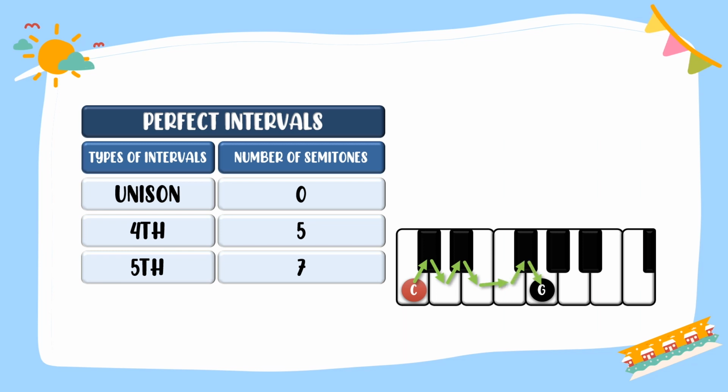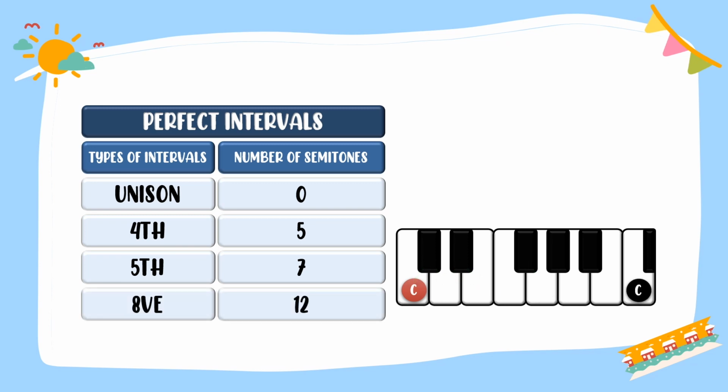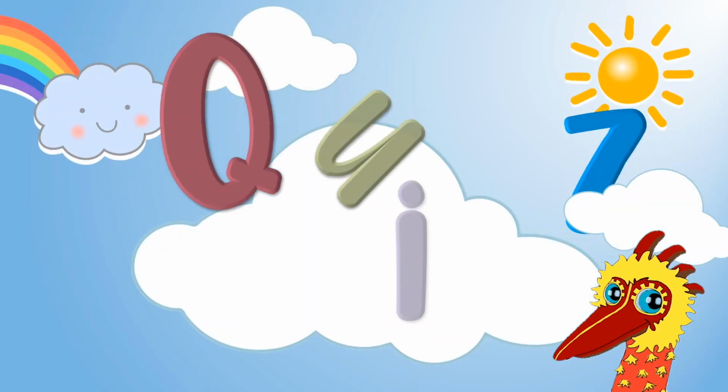Perfect fifth. And lastly, perfect eighth has 12 semitones. Count from C to high C on the piano keyboard. 1, 2, 3, 4, 5, 6, 7, 8, 9, 10, 11, 12. So a perfect eighth has 12 semitones. This method is fun too.